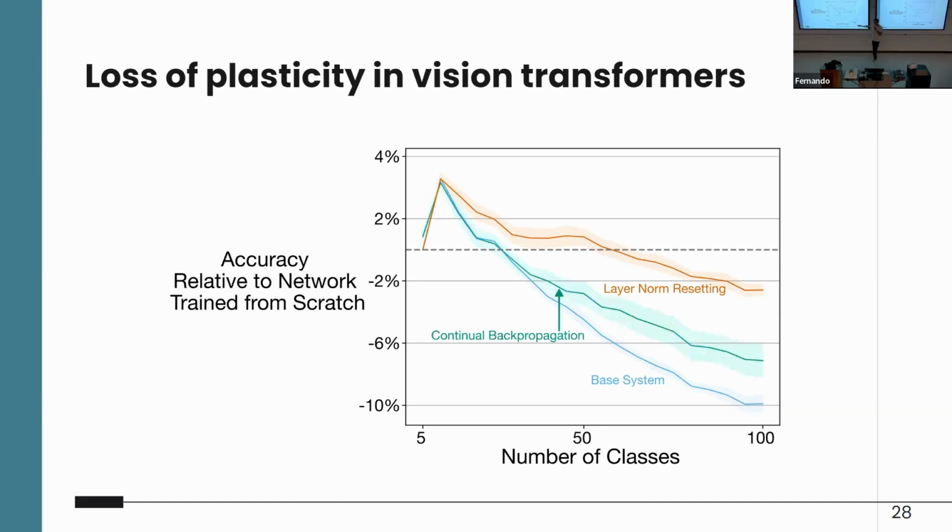So we can see this time continual backprop wasn't effective at maintaining plasticity here, but I gotta admit, it's only being used in between those feed-forward layers in the encoder block. So it's not being applied everywhere in the network, but that's also because I don't know how to apply it in other places.